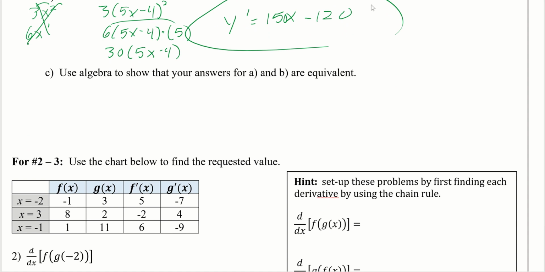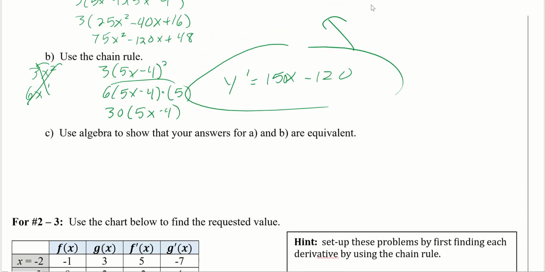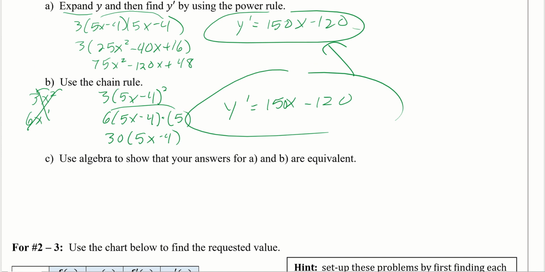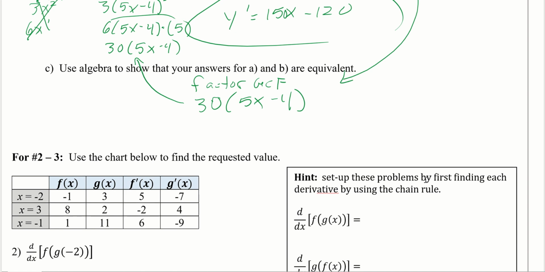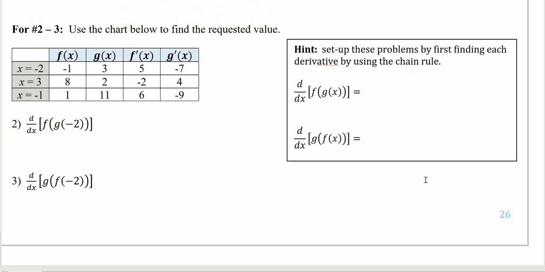Now with this one, it says use algebra to show that A and B are equivalent. I expanded it out, but another way you could do it is take the GCF of this expression and factor out the GCF. That would be a 30, and we would be left with 5x minus 4, which, if you notice, is the same as the first step of the chain rule. So those would match, and they would be equivalent because of that. Nice.